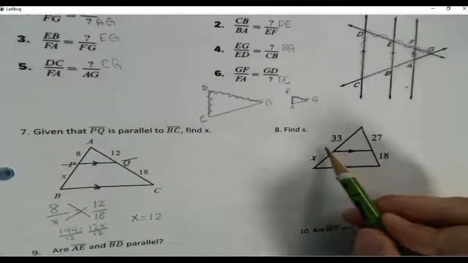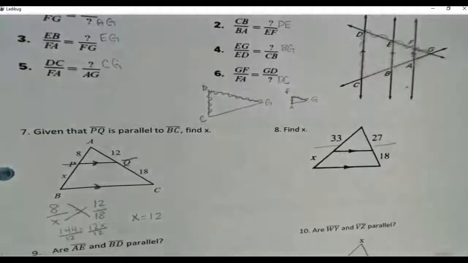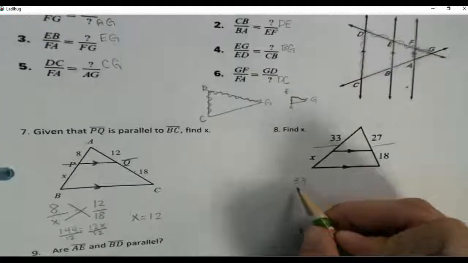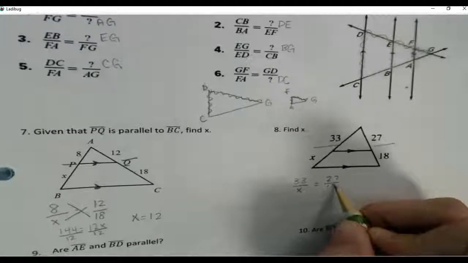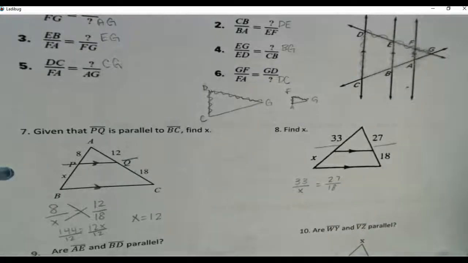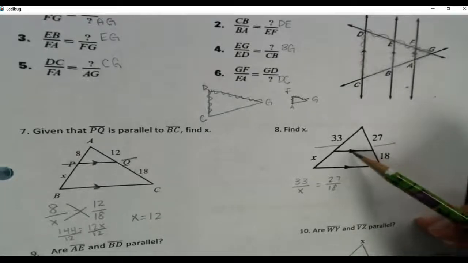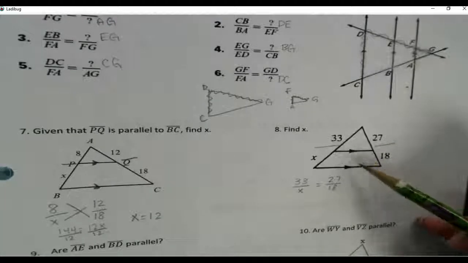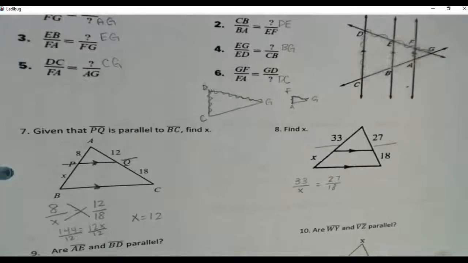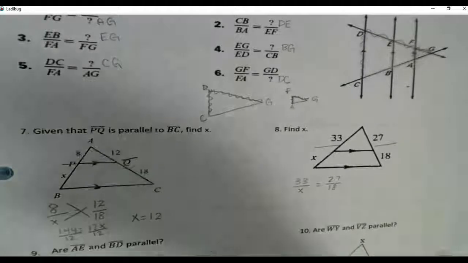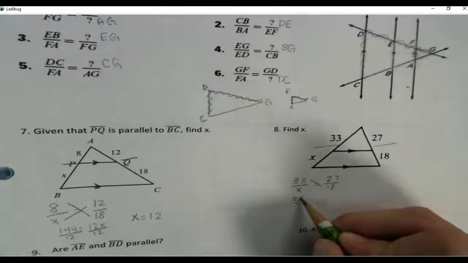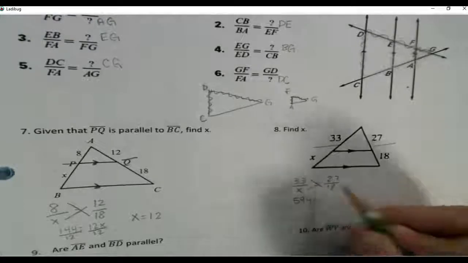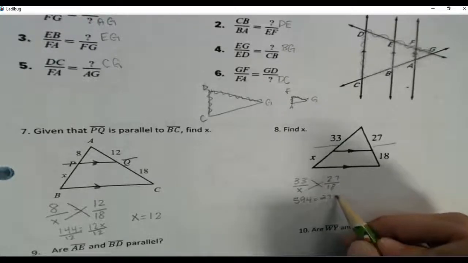So then for 8, we do the same thing. We just go boom, boom. So 33 over X equals 27 over 18. This one doesn't tell me that they're parallel, but it has the little arrows, so I can assume that they are. And then again, we just cross multiply. So 33 times 18 gives us 594 equals 27X.